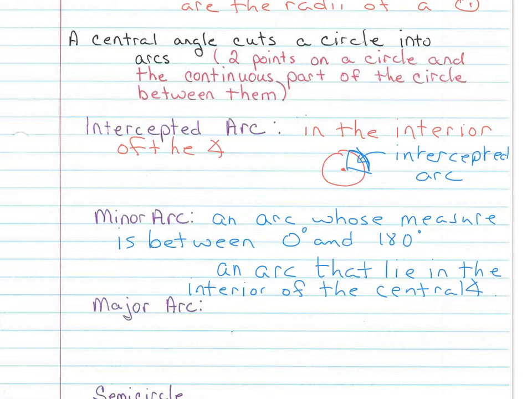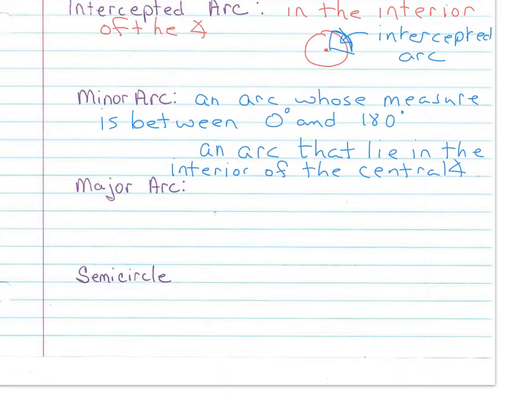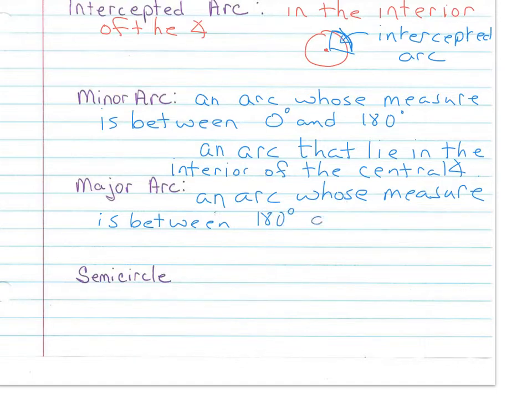A major arc is an arc whose measure is between 180 degrees and 360 degrees. All right, and in the circle that I drew up there, this is our major arc. The black arc is our major arc. Of course, I didn't get it right on the circle, but I think you get the idea.